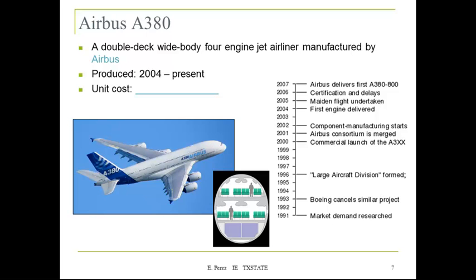So the first project is called the Airbus A380, which is a double-deck wide-body four-engine jet airliner manufactured by Airbus. By double-deck wide-body, we mean you have two levels: people sitting on the second level and also on the first level, and you have some cargo space. This unit started to be produced in 2004.